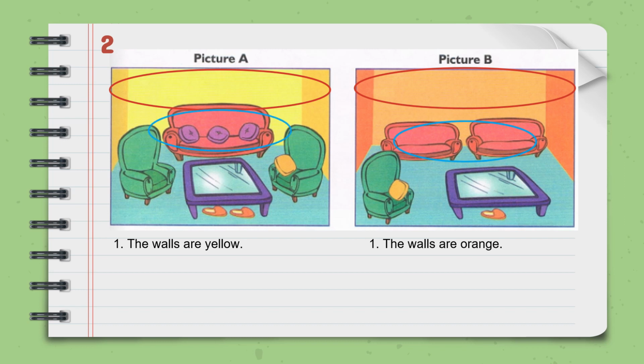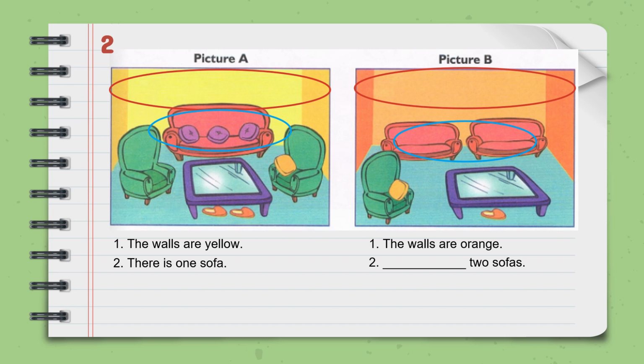Yes, you're right. It's about the sofa. In picture A, there is 1 sofa, whereas in picture B, there are 2 sofas. You may fill in the blanks.